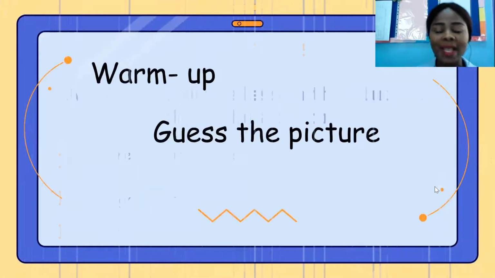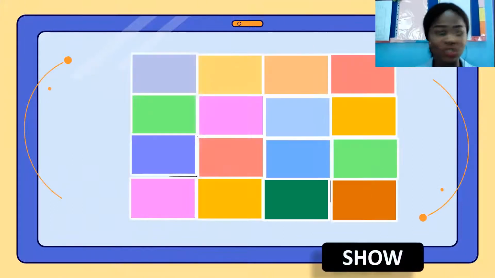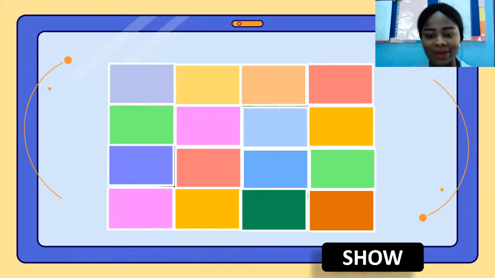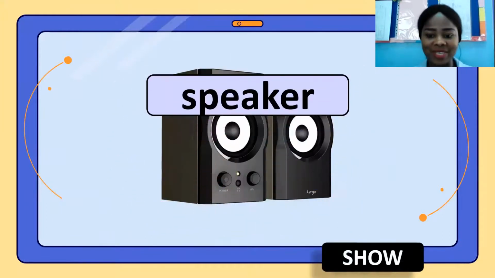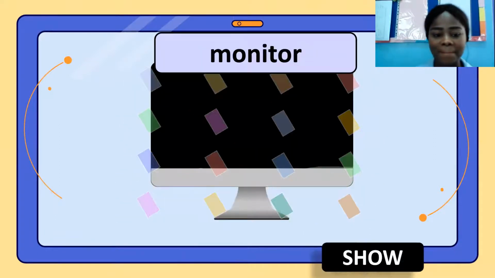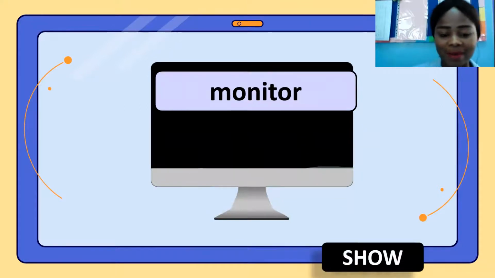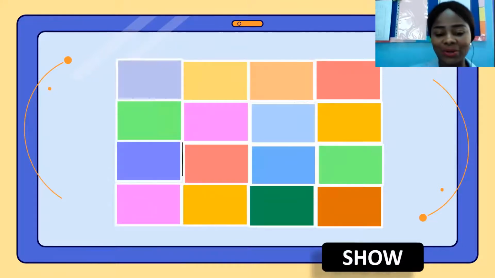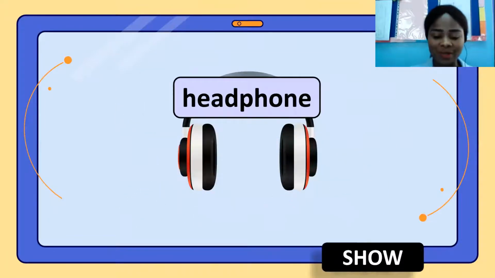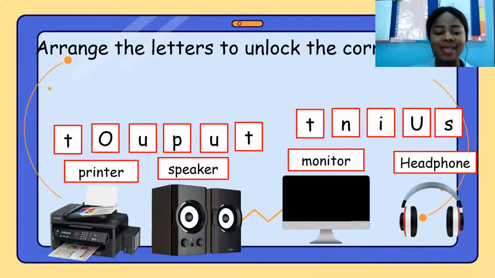Now, our warm-up: guess the picture. What is behind the color grid? The printer, very well, the printer. And again, what is behind the color grid? A speaker, well done. What is behind the color grid? A monitor, well done. What is behind the color grid? Headphone, well done, headphone. Now let's arrange the letters to unlock the correct word.